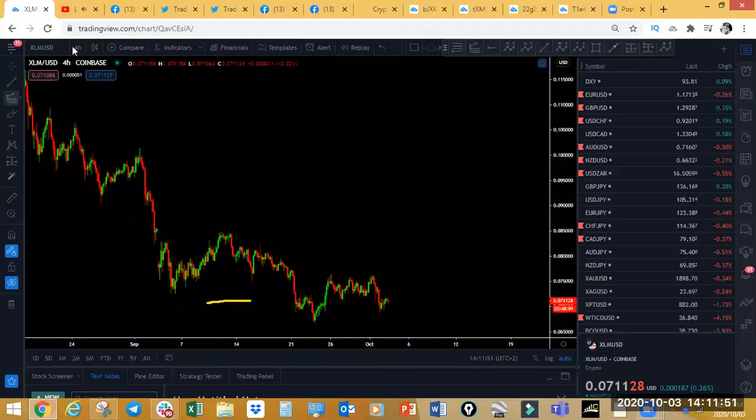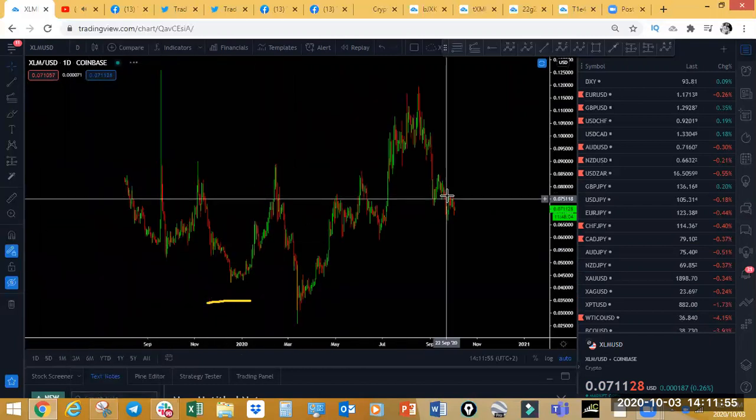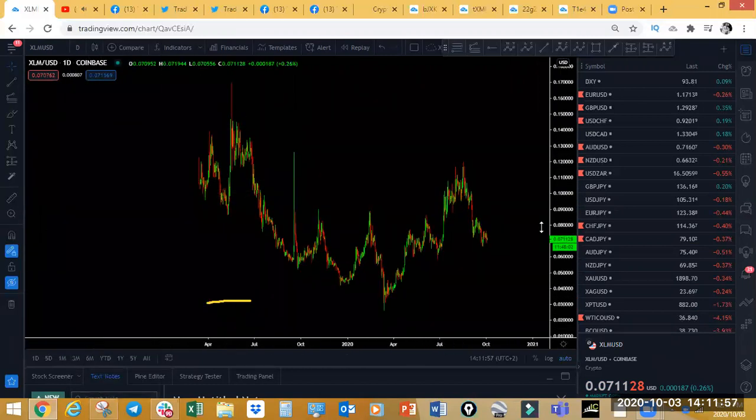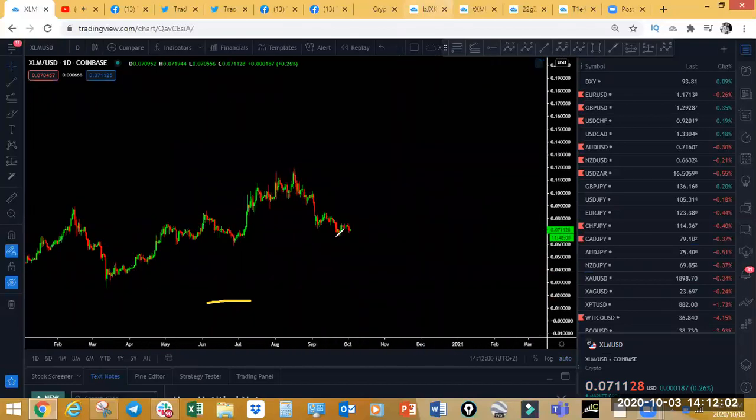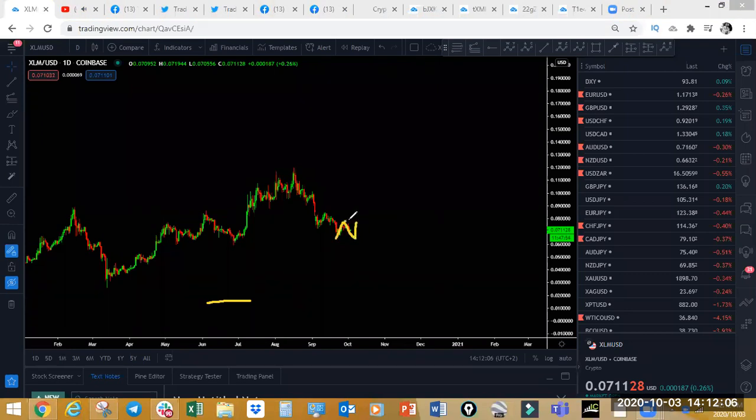Right, let's have a look at the bigger structure. We are still in a continuation pattern to the downside. So XLMUSD, this is on the daily. For now, we're expecting this one to continue lower, make a corrective structure, and continue to the downside. We may get, this is 5 waves here.